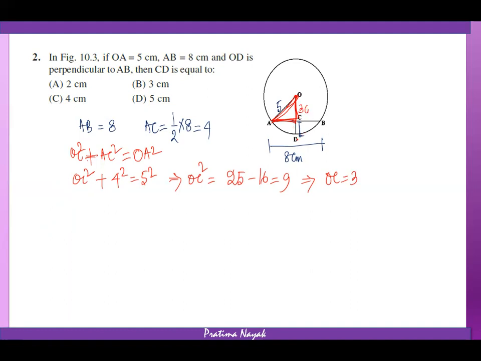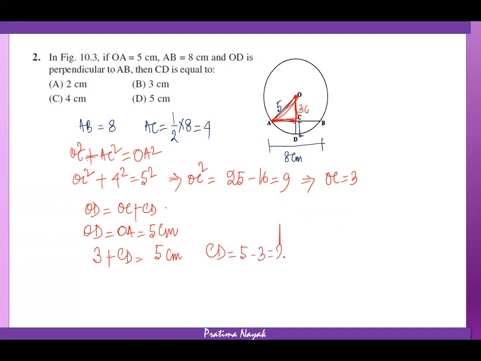Next, OD is equal to OC plus CD. How much is OD? OD is the same as OA. It is 5 because both are radius. How much is OC? OC is 3. CD we don't know. So how much will be CD? 5 minus 3, that will be 2 centimeter. Where is the answer? A is the answer.